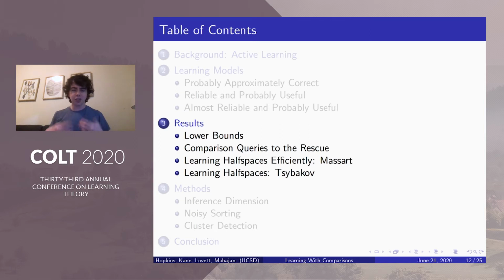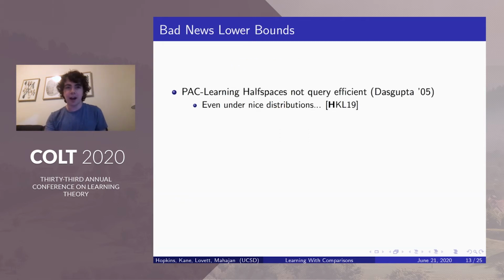Okay, so let's jump into our results. And what's the first thing to look at? Well, it's reasonable to ask, for simple concept classes like half spaces, is achieving the gold standard possible? And unfortunately, the answer is no. And we've actually known this for quite a long time. Back in 2005, this group proved that you couldn't query efficiently PAC learn half spaces in 2+ dimensions. And this is even true under nice distributions like a unit ball.